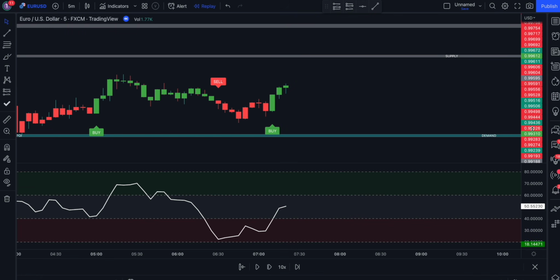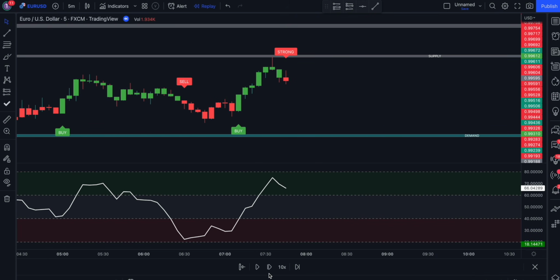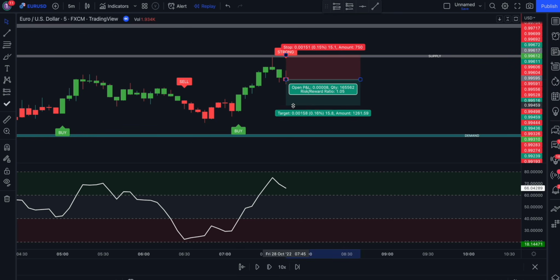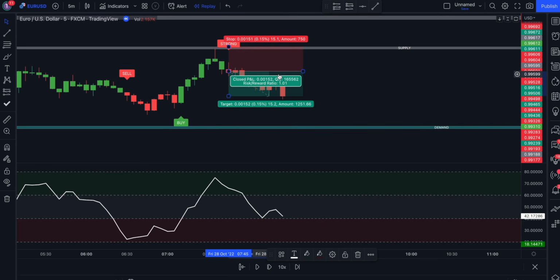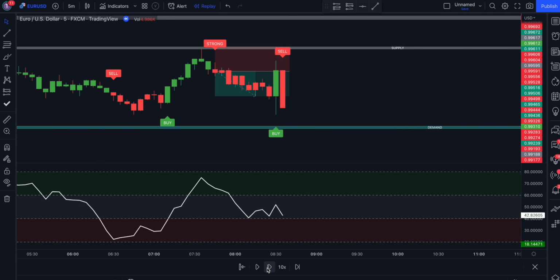Okay, let's see a couple more examples. So here we had the market rejecting off of the supply zone and the indicator issued a signal to sell. The money flow index is overbought, which confirms our entry. We see the market reached the first target, but unfortunately the stop loss on the second half got triggered.